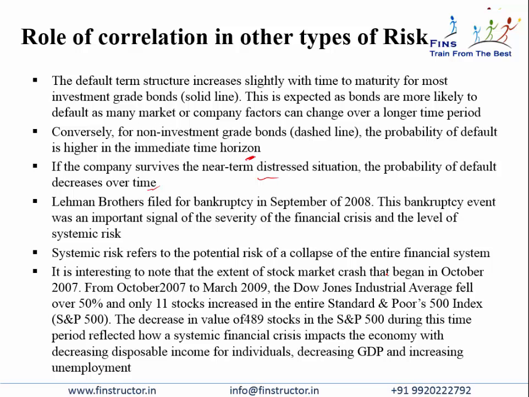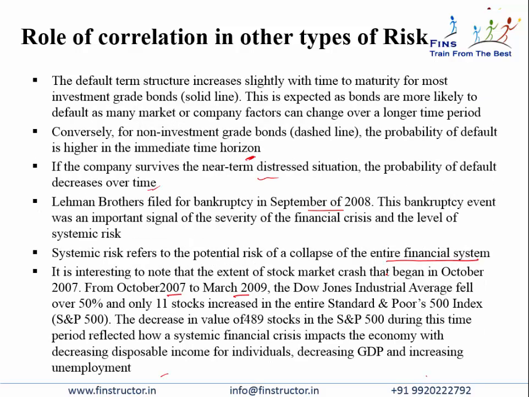So Lehman Brothers filed for bankruptcy in September 2008, and this was an important signal of the severity of the financial crisis and the level of systemic risk, that is, the risk of a collapse in the entire financial system. From October 2007 to March 2009, the Dow Jones Industrial Average fell 50%, and only 11 stocks increased in the entire S&P 500, the entire 500 stocks. There were only 11 that went up.